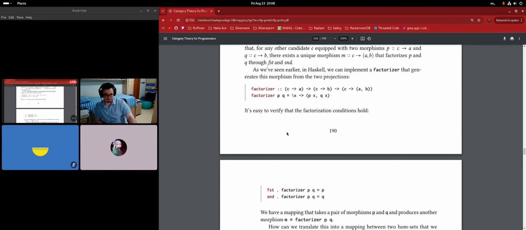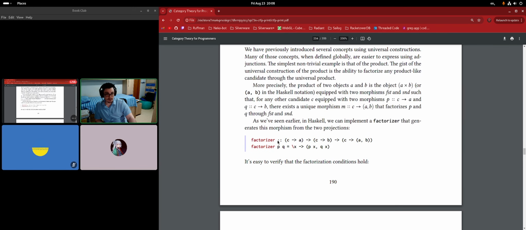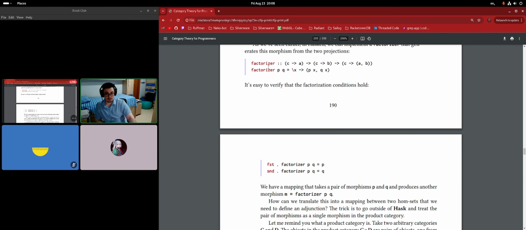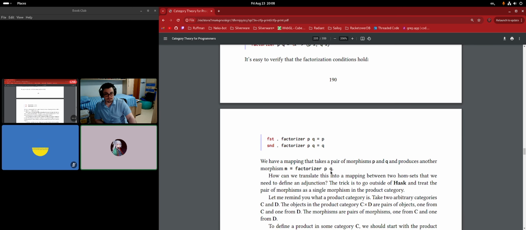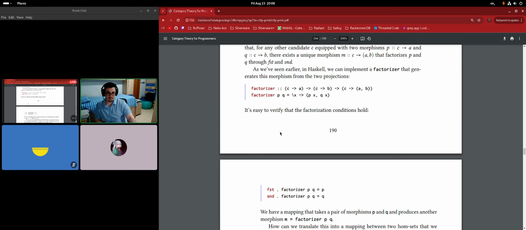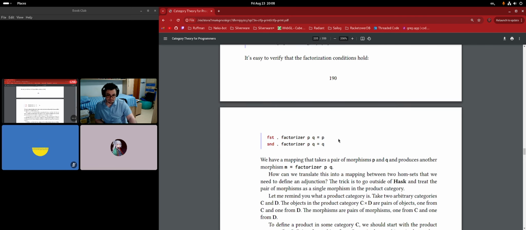So then, how can I do the things? We can use first and second, compose those with the factorizer using P and Q to define P and Q actually. Well, we get back to P and Q. And as we've seen, we have a mapping that takes a pair, P and Q, and produces another morphism M, which is, not surprisingly, the result of the factorizer.